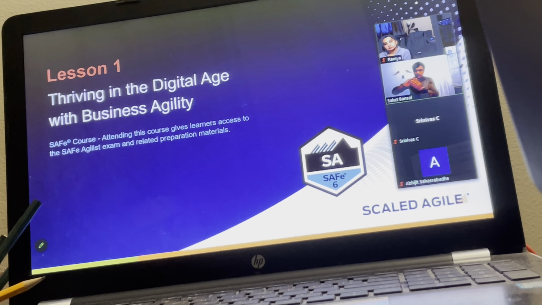SAFe, from a positioning perspective, is not positioning itself as a product development solution or a project delivery solution. They are saying we are not for product development and project development alone, but we are here to fix your organizational development problem. So they pitch themselves as: we will come into your company and enable you to achieve business agility, and let us show how we do that.